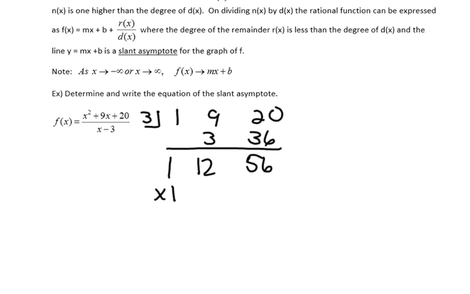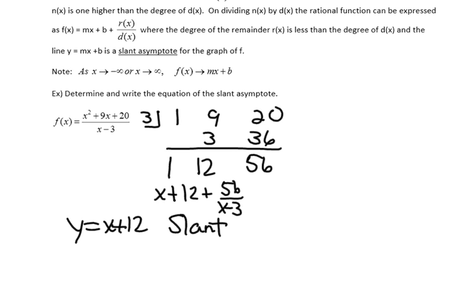So this is read as x plus 12 plus 56 divided by x minus 3. But 56 divided by x minus 3 approaches 0. So the slant asymptote is going to be y equal to x plus 12. That is what my slant or oblique asymptote is going to be.